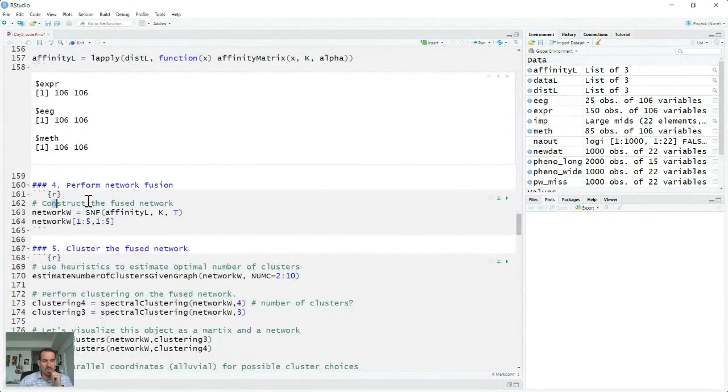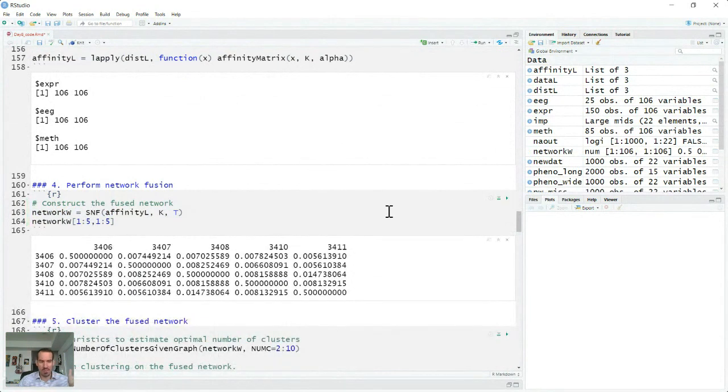Now let's construct the fused network. This is the money. This is the meat of it. This is really what's happening. And the gotcha will be funny in the end when I show you. But anyway, let's run the Similarity Network Fusion. Let's run this iterative updating of the expression matrix with the EEG matrix with the methylation matrix. How similar are these people according to individual data types? Let's figure out how similar they are if we look at all of the data types together.